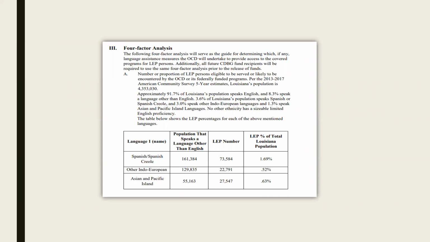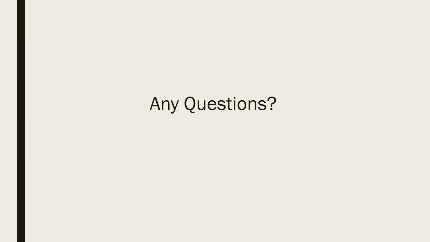Here's our 4-factor analysis that is in our handbook. And you see they ask about the population that speaks other languages besides English and the total population. The percent on the side is what determines if you have to provide additional things for people. Have any questions about that?